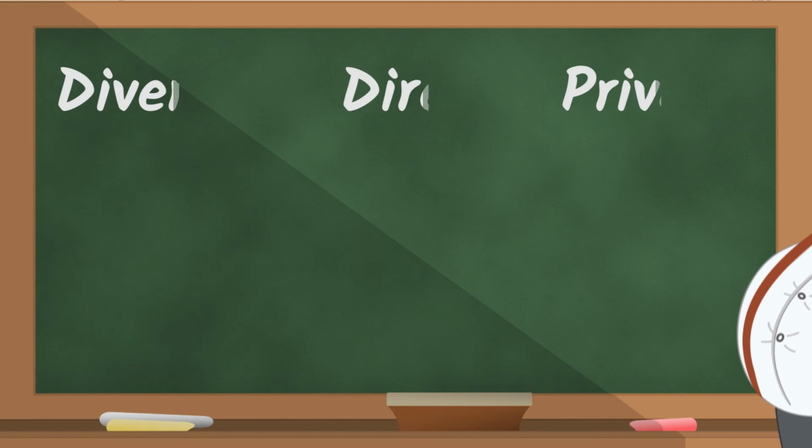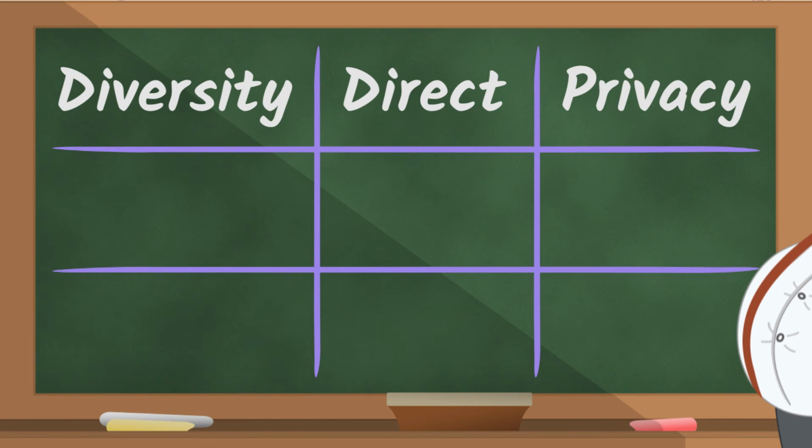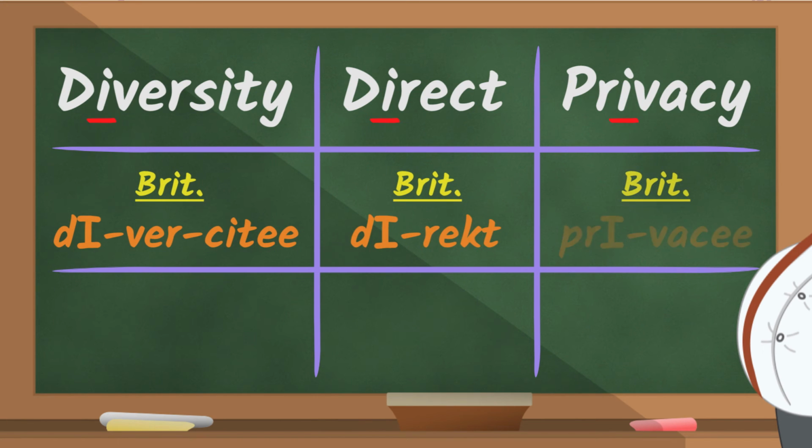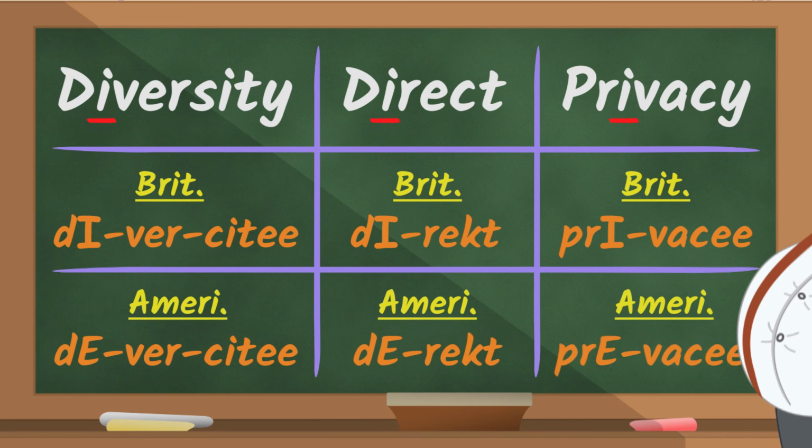The next set of words is pronounced in a similar way. The focus here is on the pronunciation of I. In the British format, these words are pronounced as diversity, direct, and privacy. The I in these words is pronounced as it is, that is, as I. But in the American format, the I in these words is pronounced as E. Hence, the words are sounded out as diversity, direct, and privacy.